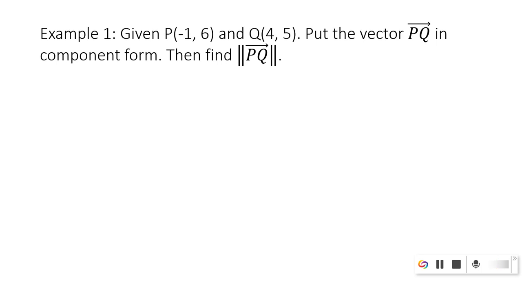So here's my first example. Given point P, which is at -1, 6, and point Q, which is located at 4, 5, we're going to find the vector PQ. And so the way I've written that vector, PQ, implies that P is the initial point, and Q is my terminal point. So that tells me the direction. Okay, so we are going to find vector PQ. We're going to put it in component form. And then this symbol right here is asking us to find the magnitude of that vector.